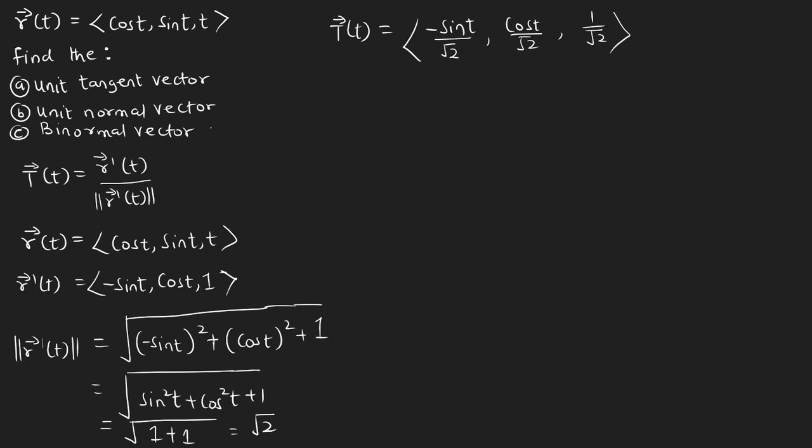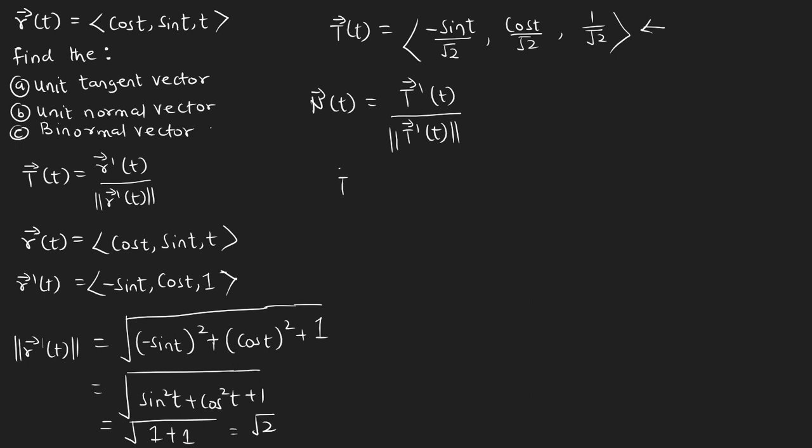So now we will have to find the unit normal vector. Let's look at the expression for the unit normal vector. The unit normal vector is given as the derivative of the unit tangent vector divided by its magnitude, that's the magnitude of the derivative. So now we need the derivative of this function here.